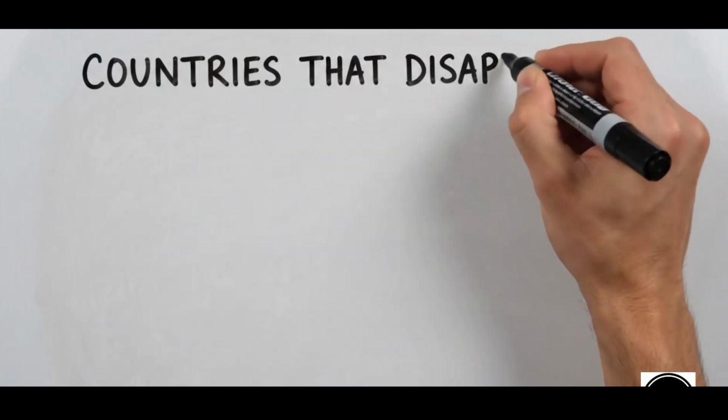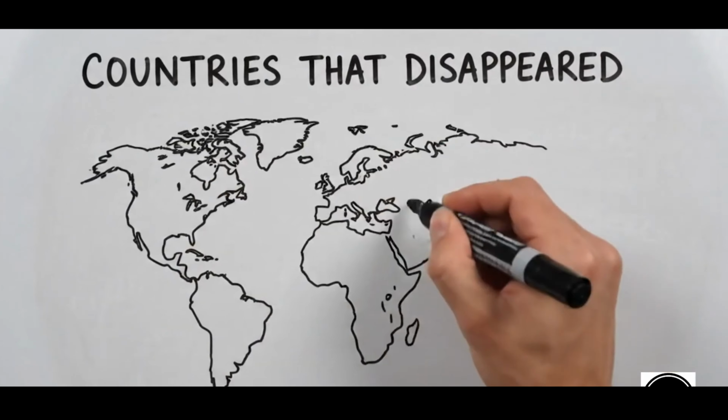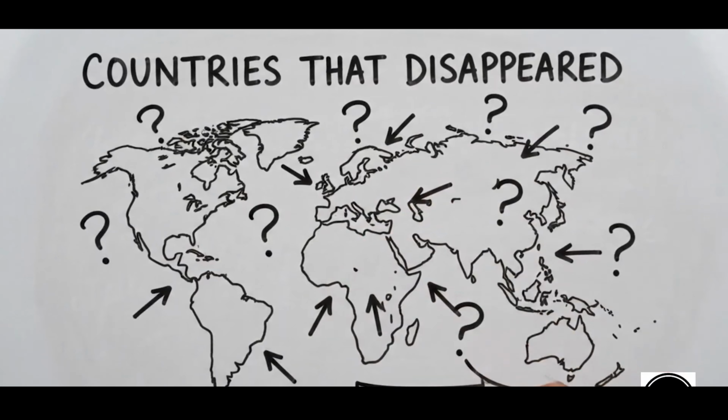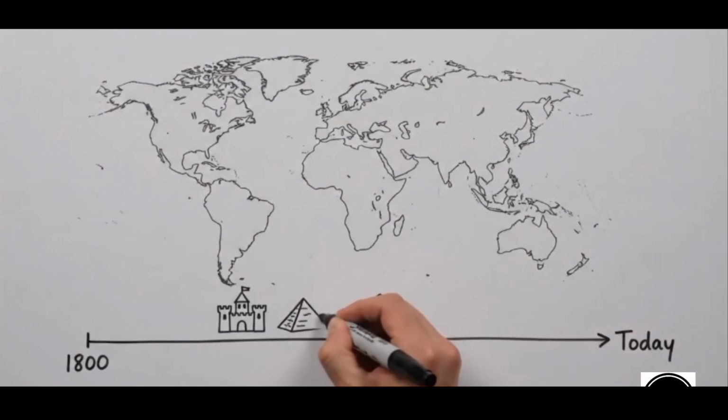Did you know that dozens of countries have completely disappeared from the map over the last 200 years? Borders are not permanent. Nations can split apart, merge together.